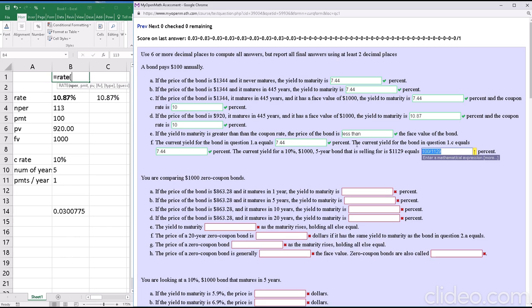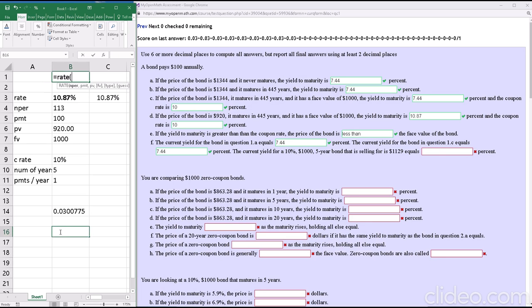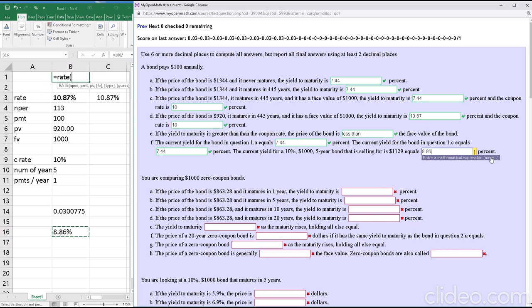I'll do that in Excel. Turn it to a percent, and then add two decimal places. Get rid of the percent symbol, hit enter. Okay, so we got everything good to go up there, right?